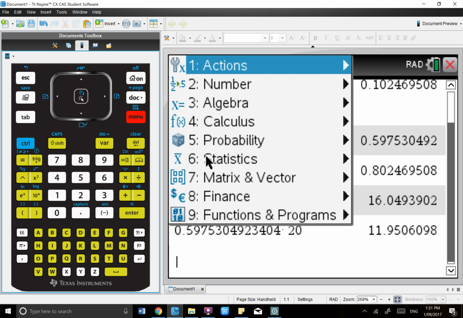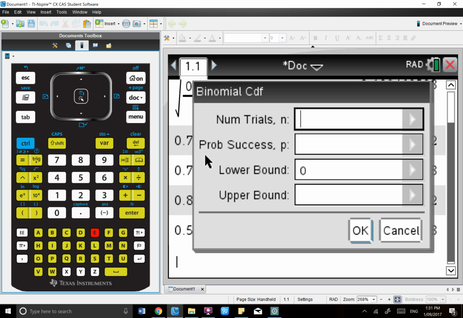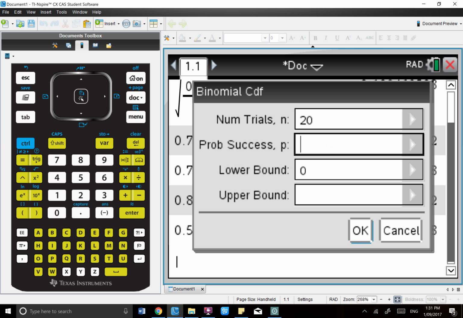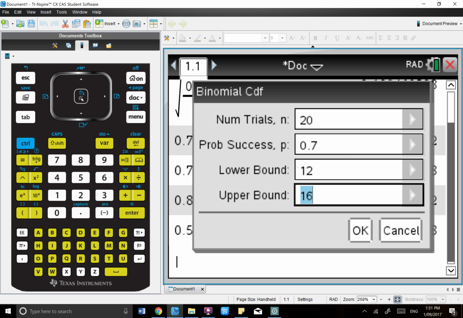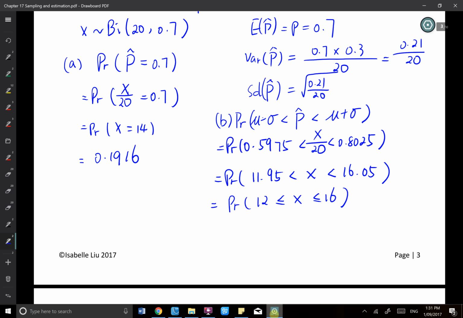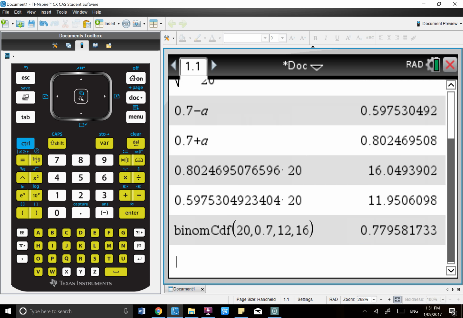So x is binomially distributed. I have 20 as the trials, 0.7 is my success rate, and 12 is what I want and 16 is what I want as well, like 12 to 16, lower and upper bound. Okay, and press OK. That's 0.7796.